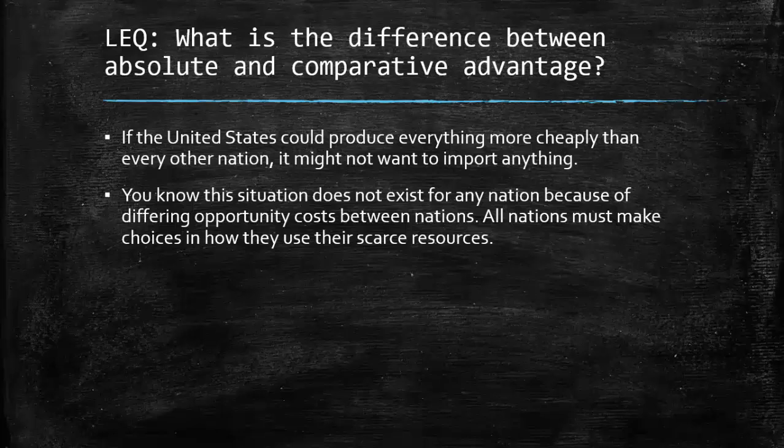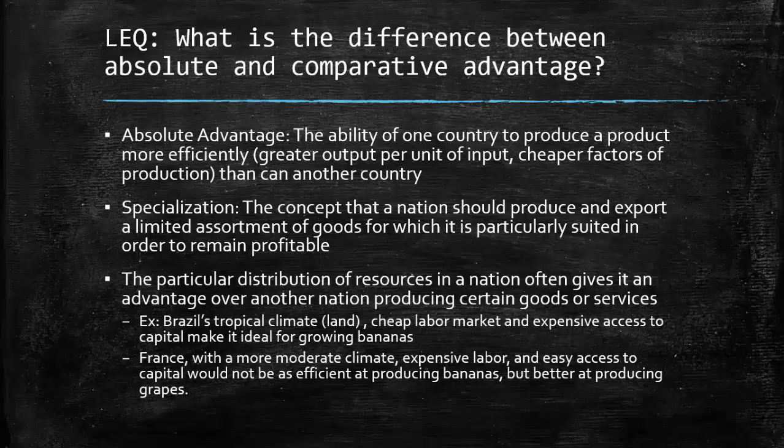If the United States could produce everything more cheaply than every other nation, it might not want to import anything. Now, you know that situation does not exist for any nation because of differing opportunity costs between nations. That is, the opportunity cost for the United States to grow bananas may be higher than the opportunity cost for Brazil to grow bananas. Okay, so here's an absolute advantage: the ability of one country to produce a product more efficiently, that's greater output per unit of input and cheaper factors of production, than can another country.